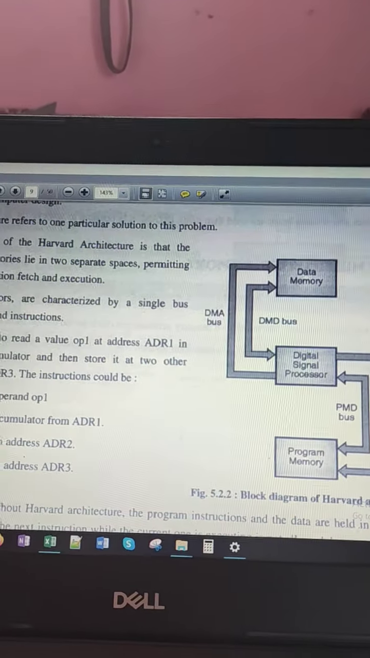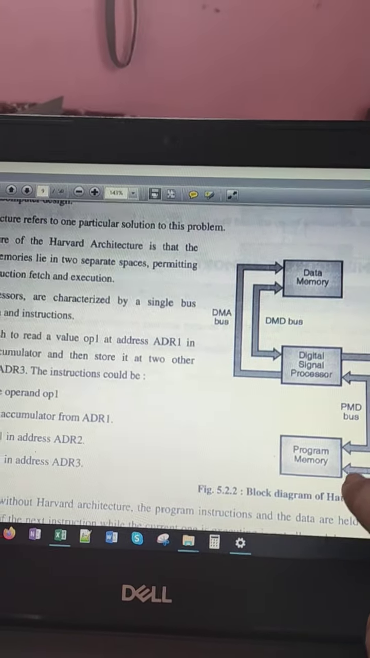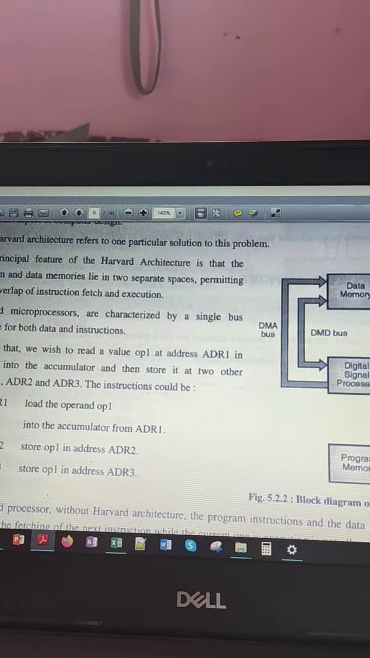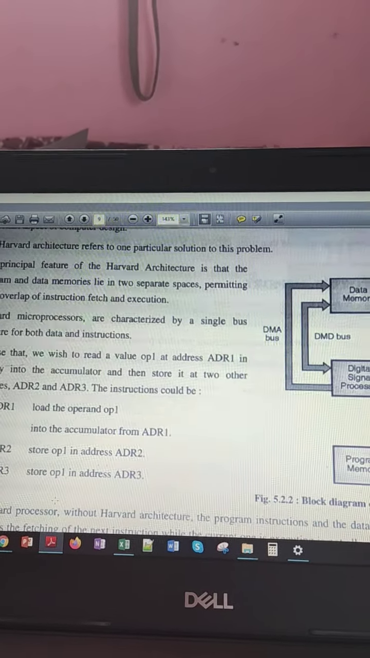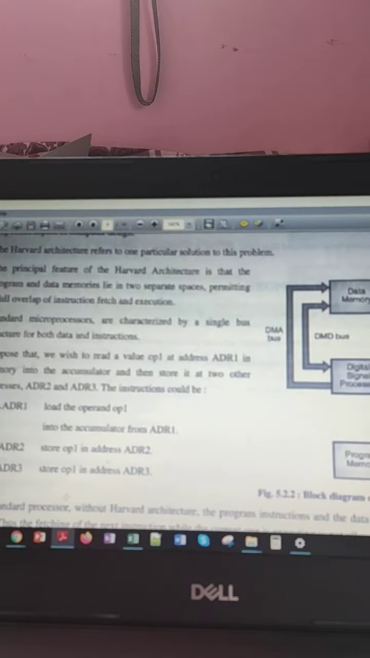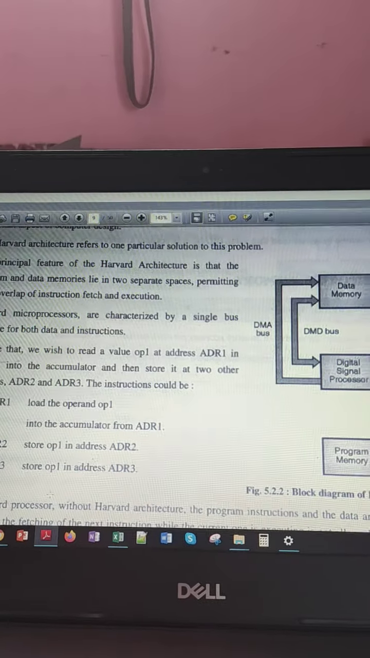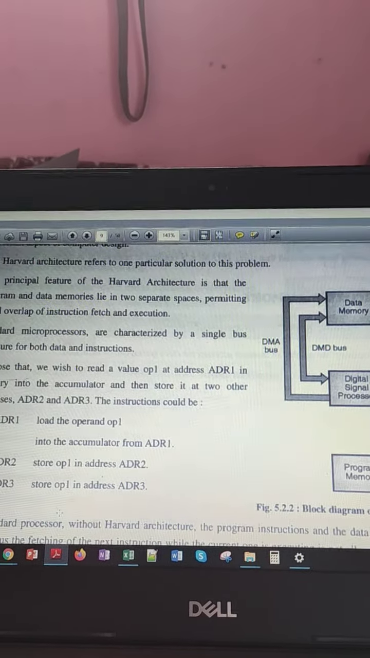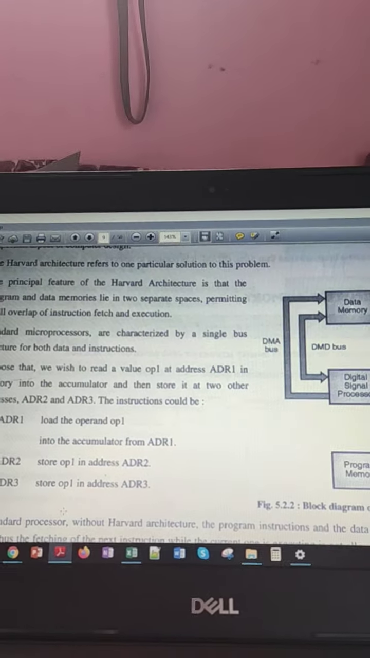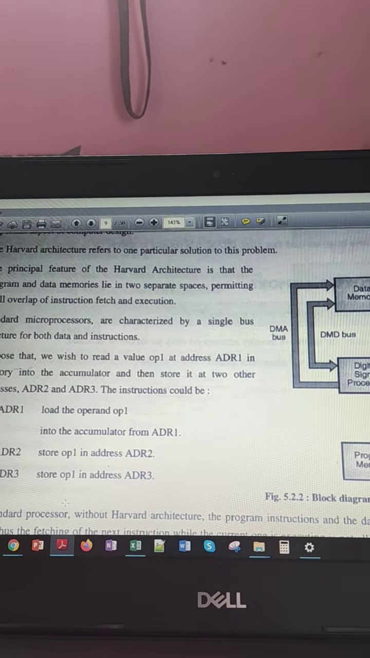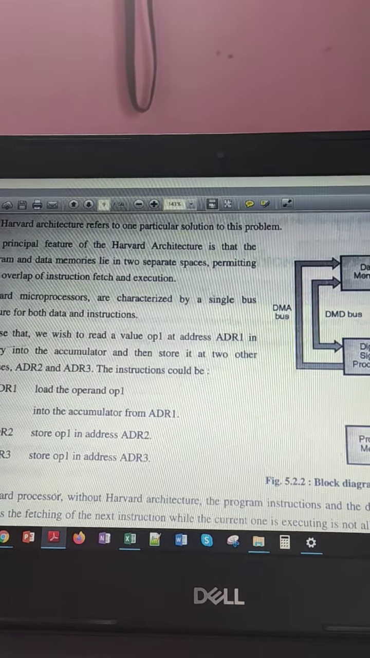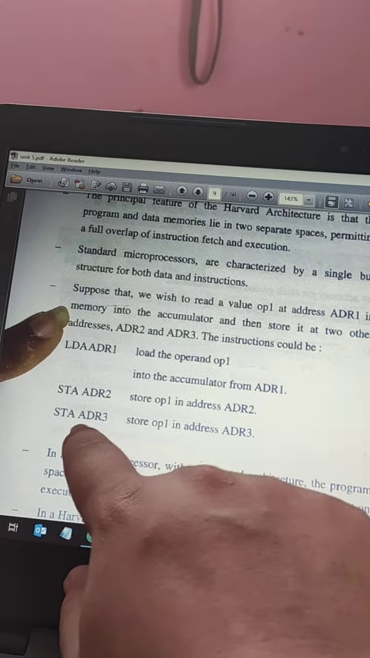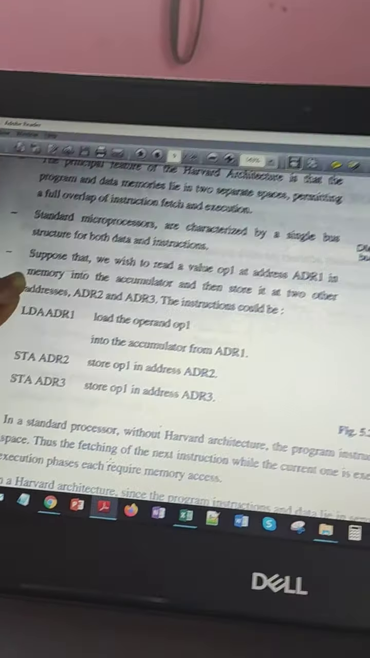There is one data memory and one program memory, both separate, permitting a full overlap of instruction fetch and execution. Standard microprocessors are characterized by a single bus structure for both data and instruction. Suppose we have to read operand 1 at address 1 in memory into the accumulator and store it to another address 2 and address 3. The instructions could be: load address 1, load operand 1 into the accumulator from address 1; store address 2, store operand 1 in address 2; store address 3, store operand 1 in address 3.